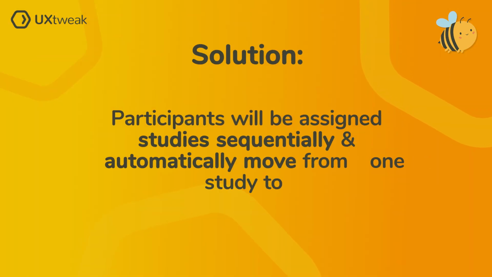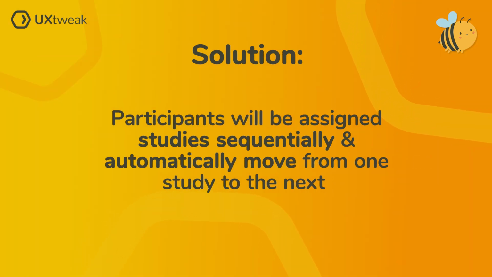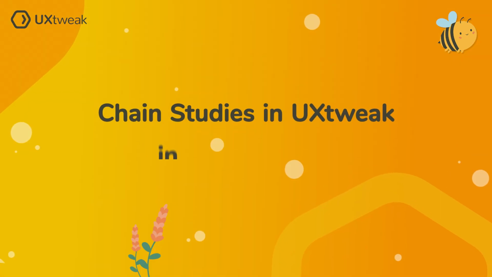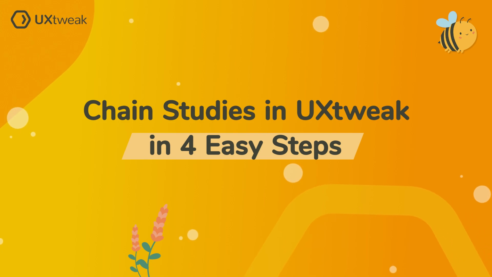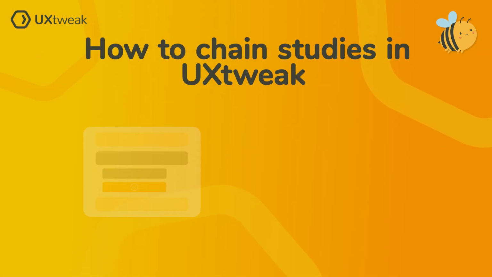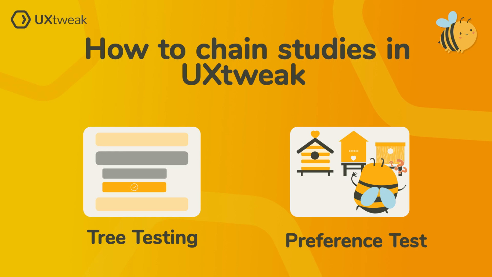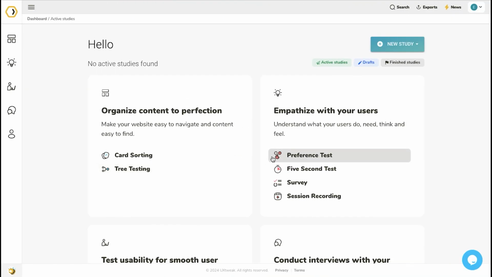This way, participants will be assigned studies sequentially and won't have to click hundreds of times to move from one study to the next. Let's see how you can chain studies in UXtweak in 4 easy steps. We'll chain an unmoderated tree testing and a preference test in our example. The first step is to prepare both studies.